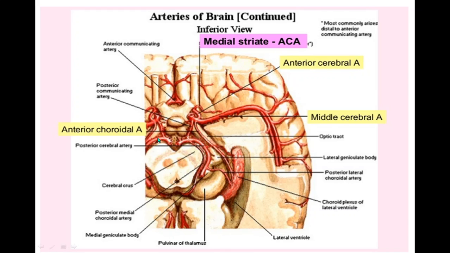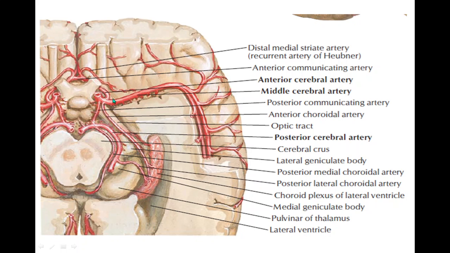All these central branches usually pass through the perforated substance. This is the anterior perforated substance, and this is the posterior perforated substance. You can see here. The central branches from the posterior cerebral as well as from the middle cerebral all pass through this area. That's why the area appears perforated, because of multiple central vessels passing through it. That's why we call it perforated substance.